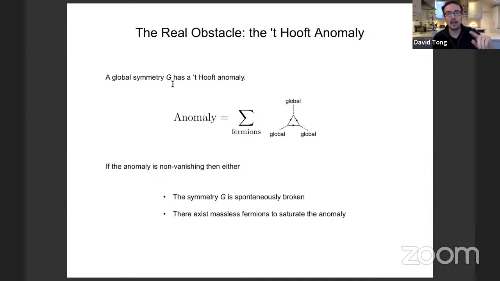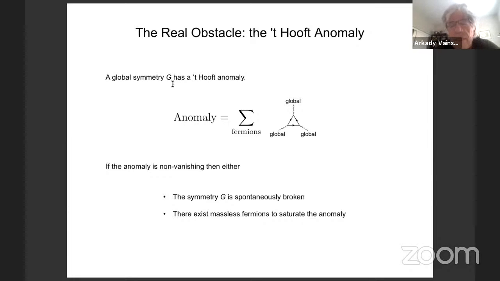So the ABJ anomaly, the Adler-Bell-Jackiw anomaly, is when you have one global current and two gauge currents. If that's non-vanishing, it kills your symmetry. Your symmetry is not a symmetry of the quantum theory, because the divergence of the current is equal to trace of F wedge F. That's the ABJ anomaly. In contrast, the 't Hooft anomaly is when you have three global currents. If the 't Hooft anomaly is non-vanishing, the divergence of currents is still zero in the quantum theory. It's non-zero if you turn on background gauge fields.